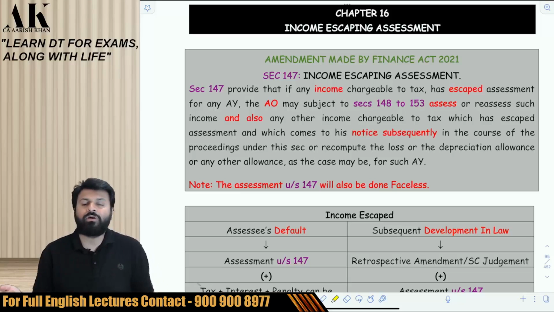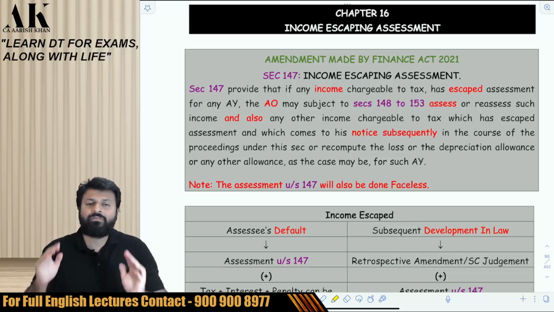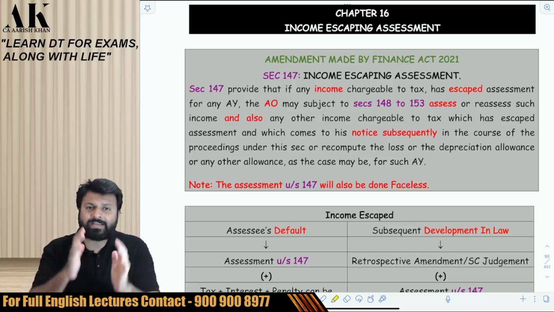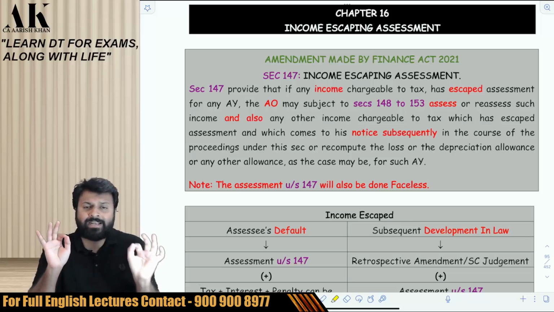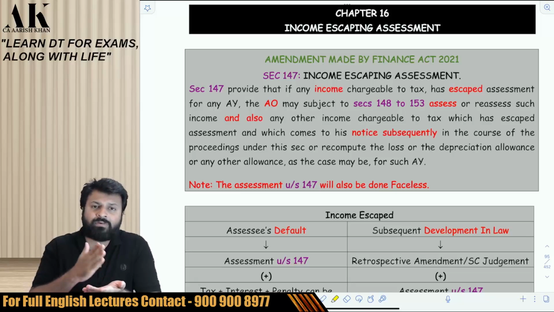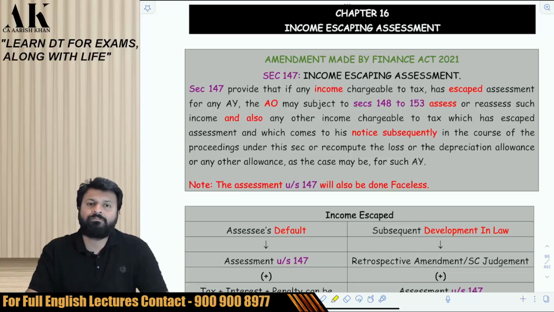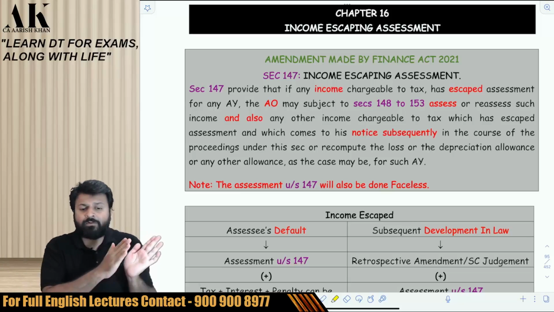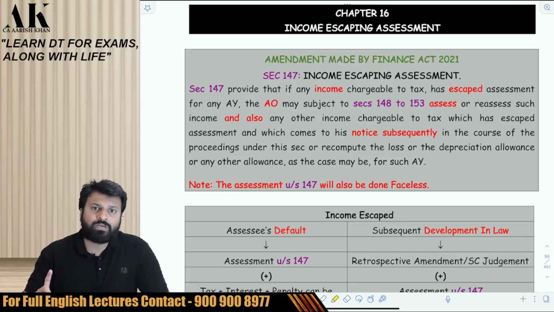What do I mean by this? As I've told you, this section is incomplete without 148 to 153. If you want to read this, understand this, and apply it practically and academically, then you have to follow the provisions of 147, 148, 149 up to 153. So there is a lot of procedure which you have to follow. First thing which we need to understand is, what do you mean by escaped income?